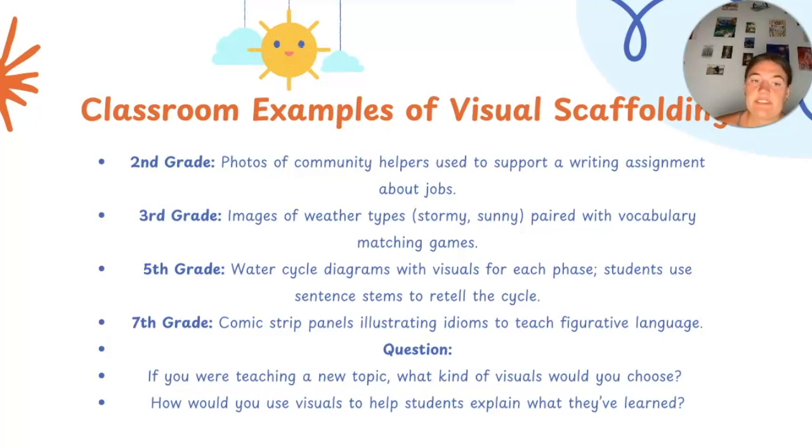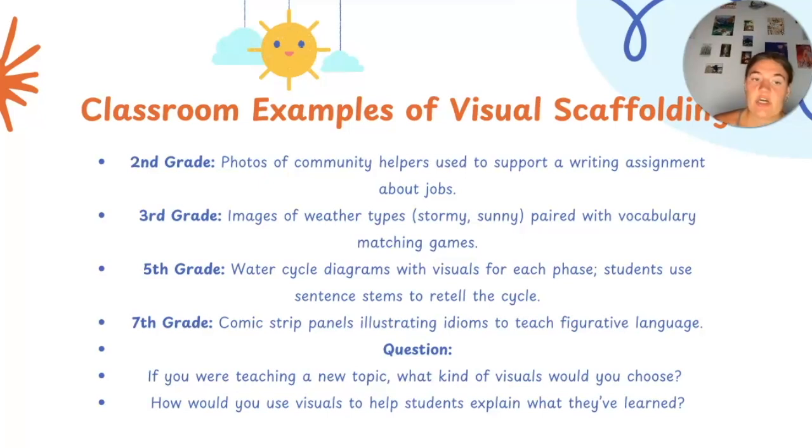Here are some real ways teachers use visuals in different ages. In 2nd grade, a teacher might bring photos from a field trip showing community helpers like firefighters and doctors. Students then write stories about them using those photos. In 3rd grade, students match pictures of weather types, such as sunny or stormy, to vocab words, which help with word recognition. In 5th grade, a teacher uses a labeled diagram of the water cycle to guide students as they describe each stage using sentence starters.